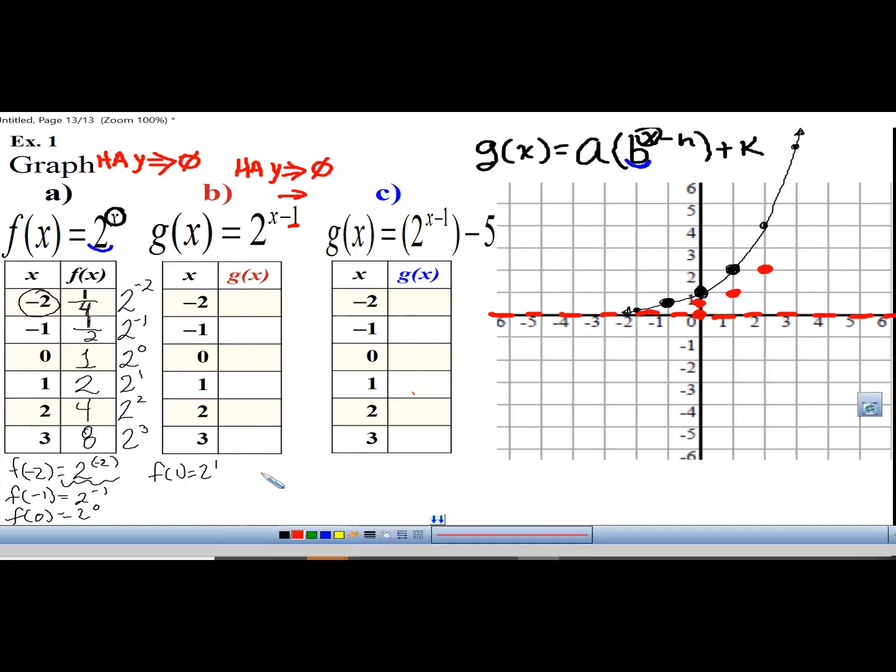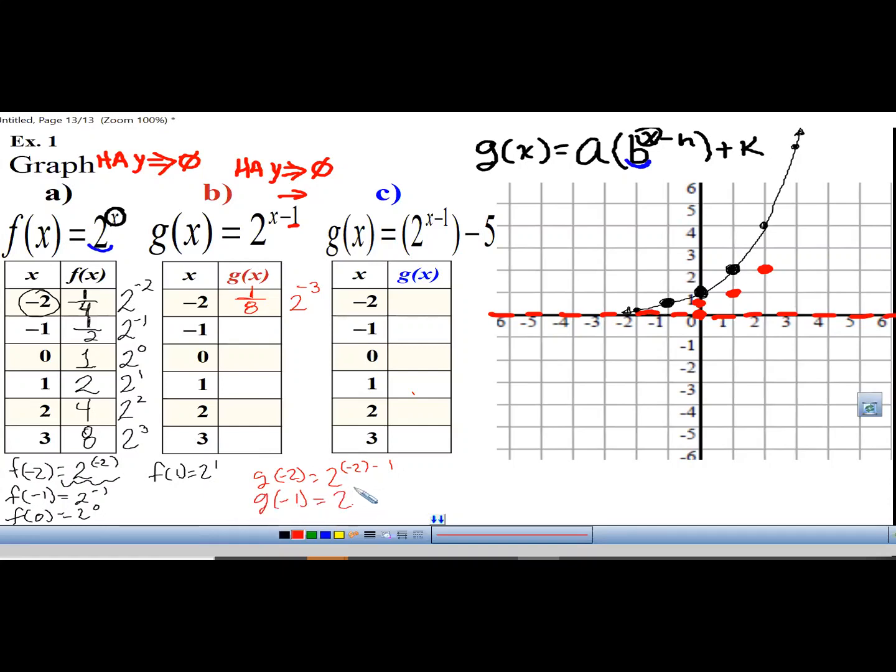So I'm going to write g of x equals 2 to the x minus 1. So what's the first value? The first value is -2. -2. So what is here in the exponent? What is -2 and -1? That's -3. So 2 to the -3. What is 2 to the -3? Well, we need to send it to the denominator, change it to a positive, and 2 times 2 times 2 is 1/8. 1/8. Yes.